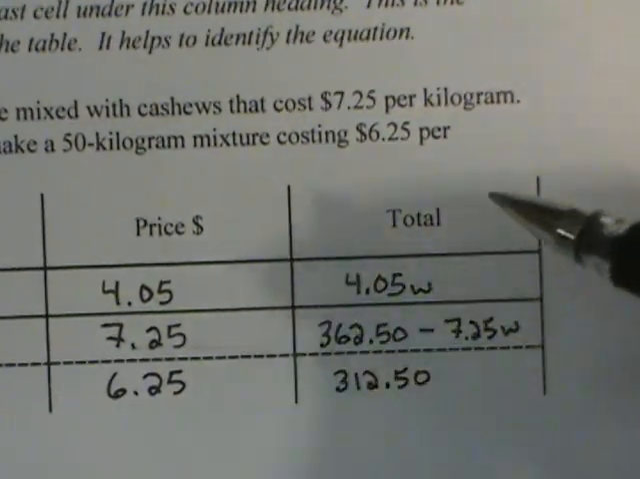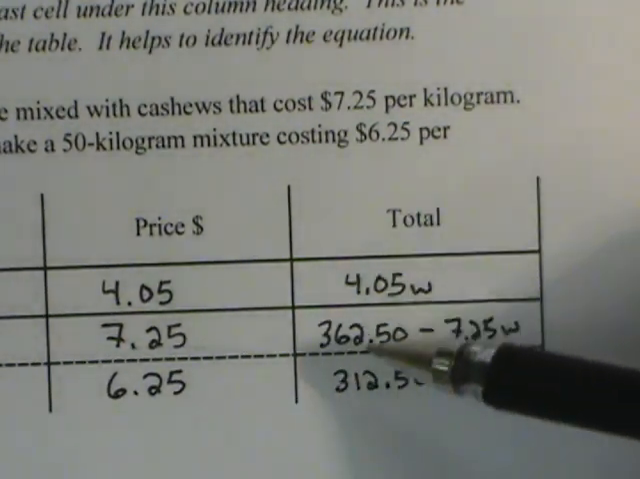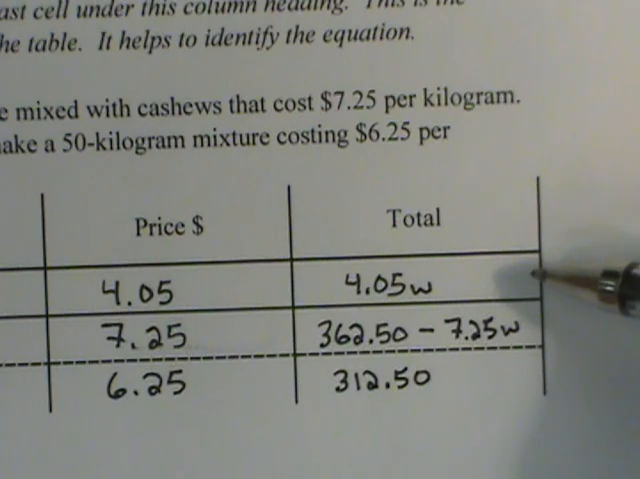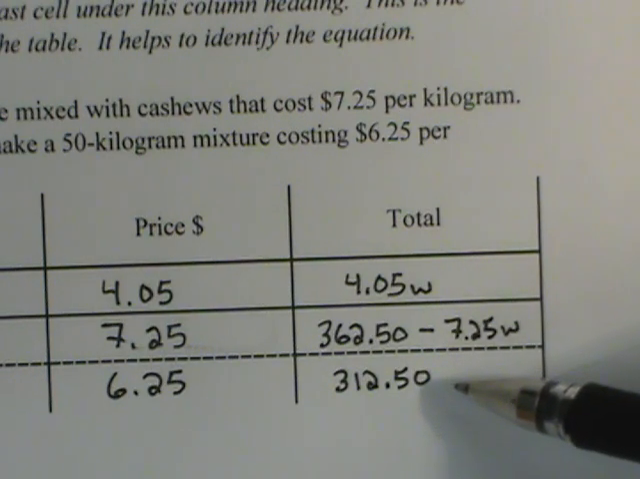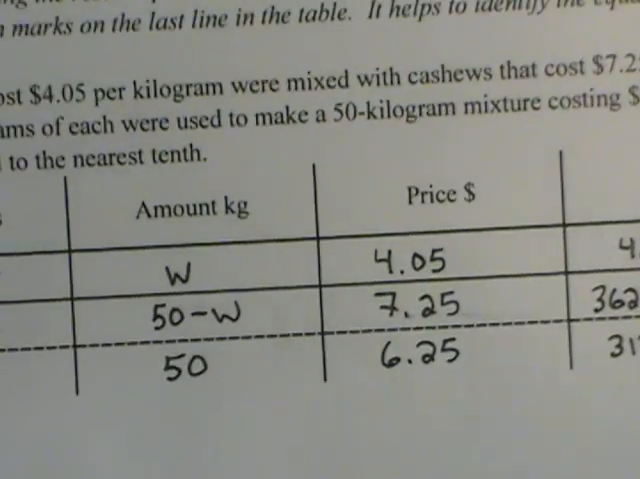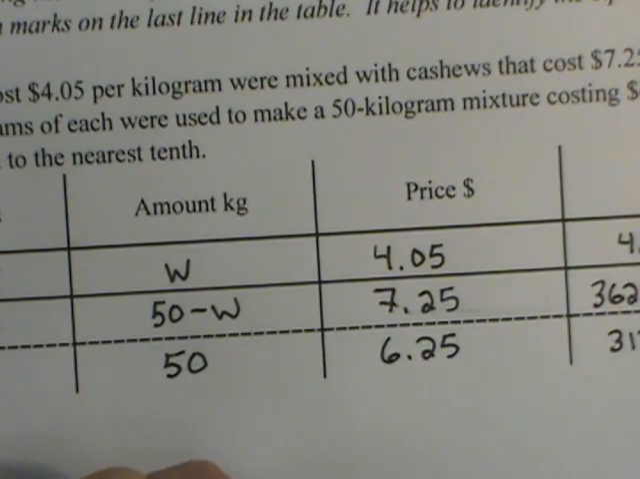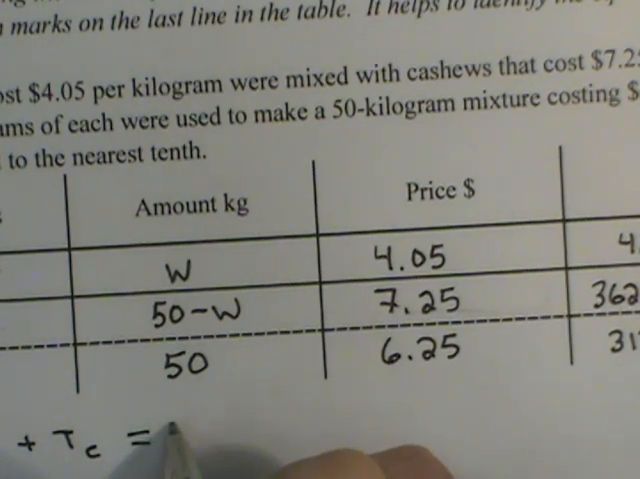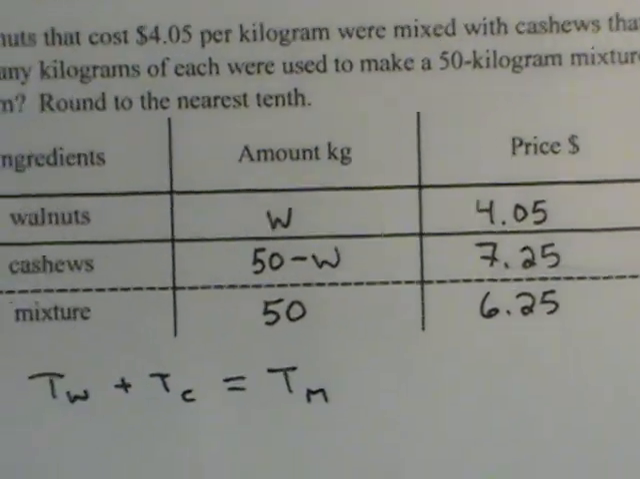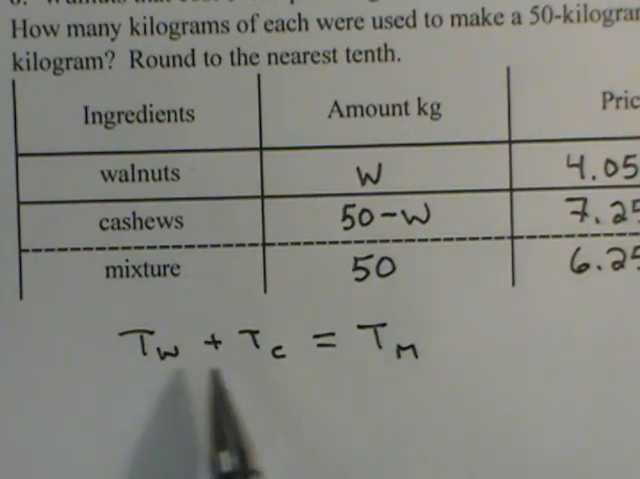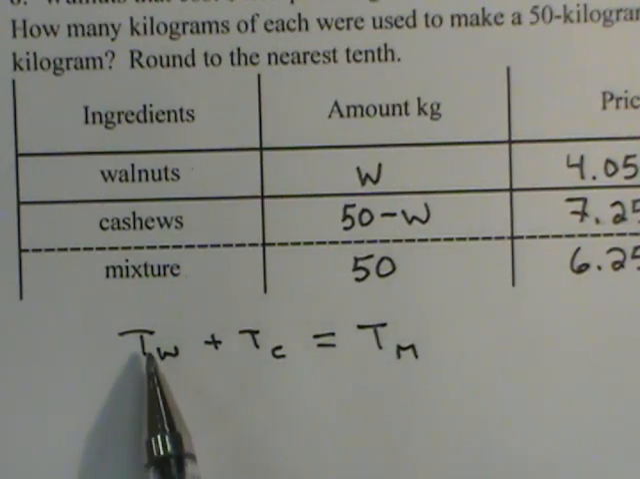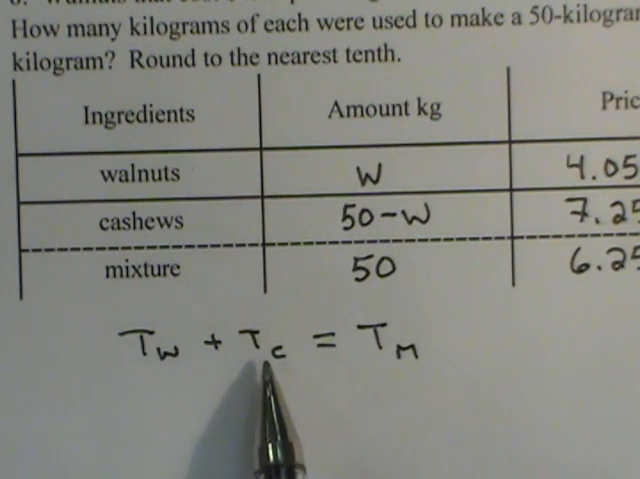And as I've said so many times, your equation is going to be found right here. You can take your ingredients, add them together, and set it equal to your total value. In other words, I can say the total cost for the walnuts plus the total cost for the cashews should equal the total cost for the mixture. So there's my broken English, there's my structure for the equation: total for the walnuts plus total for the cashews equals the total for the mixture.